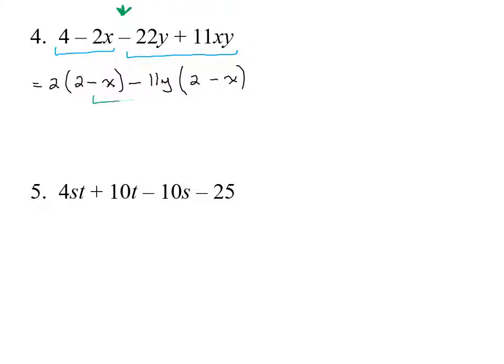Notice these 2 things are the same. So since they are the same, I pull one of them out front. And then I take the other parenthesis as whatever's sitting in front of those parentheses. So the 2 and the minus 11y. And that's your answer. Again, if you want to check it, FOIL it. If you FOIL it, you'll get back to where you started.